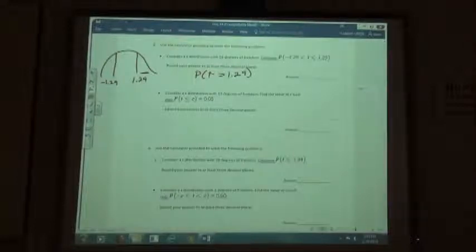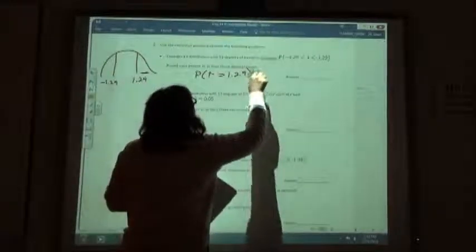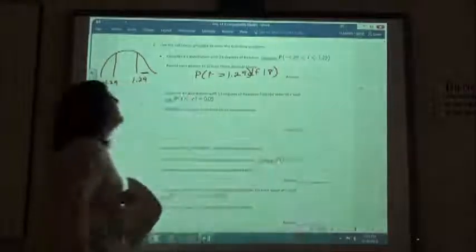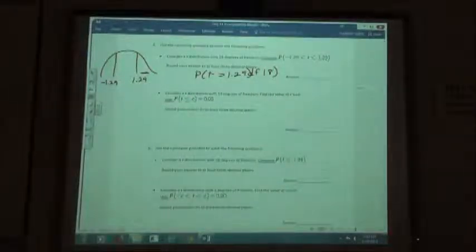And I suppose I didn't put my degrees of freedom. 18. I better put that. There, we'll add that on there. Degrees of freedom should be 18, it says up there.